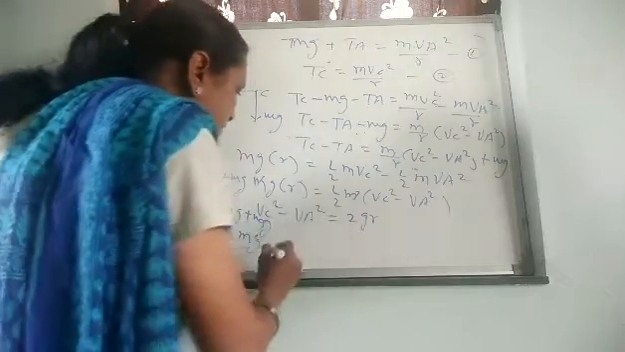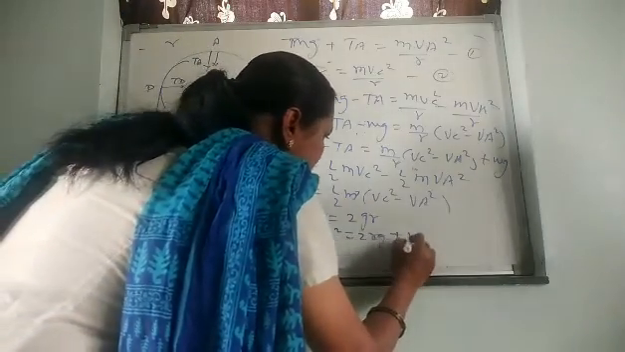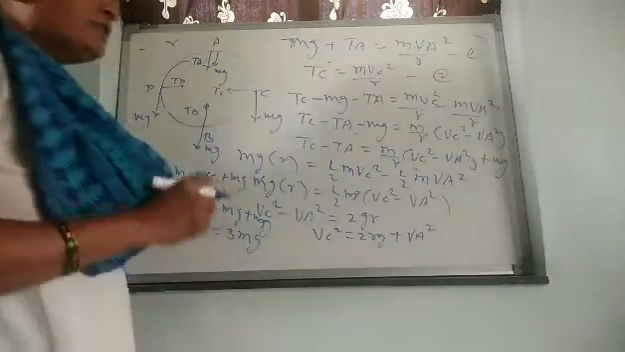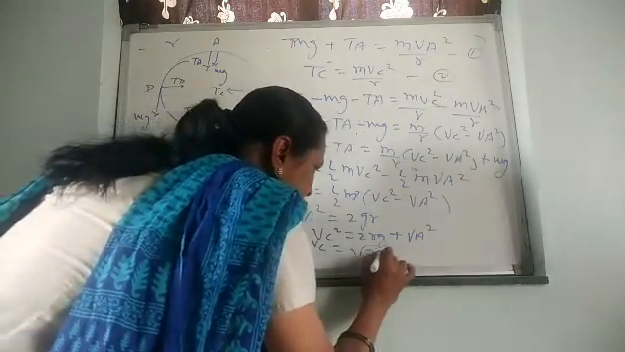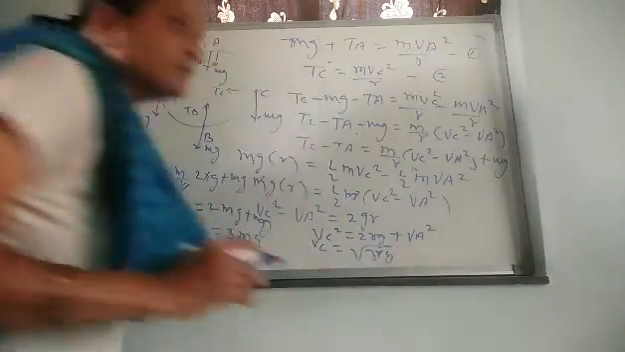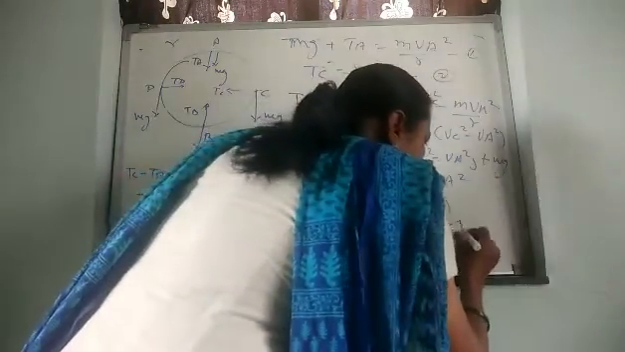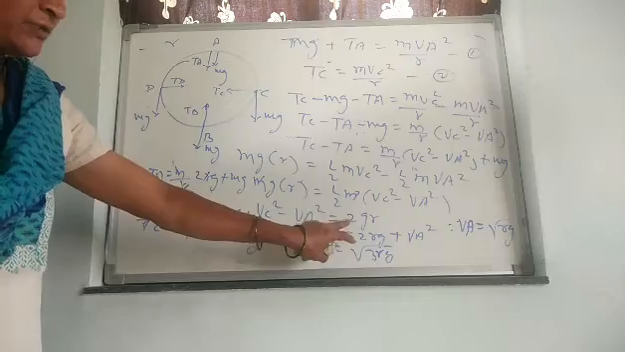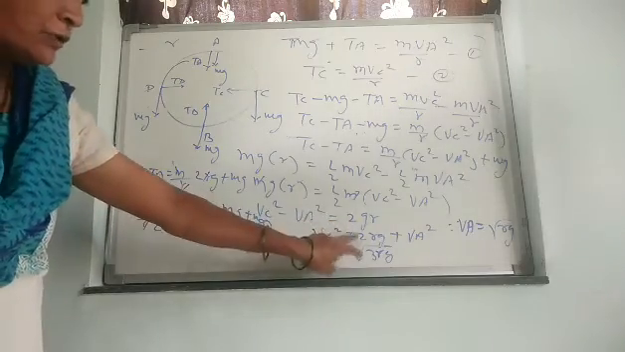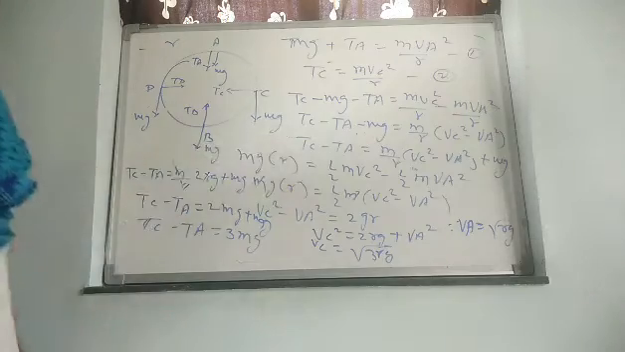Vc square minus va square is equal to 2rg. As you know, vc square is equal to 2rg plus va square, and you know what va is: under root rg. That means vc is equal to under root 3rg, because since va is equal to under root rg, that we have proved. That is, vc square minus va square is equal to 2rg, therefore vc square is equal to 2rg plus va square. Va is equal to root rg, therefore vc is equal to root 3rg.